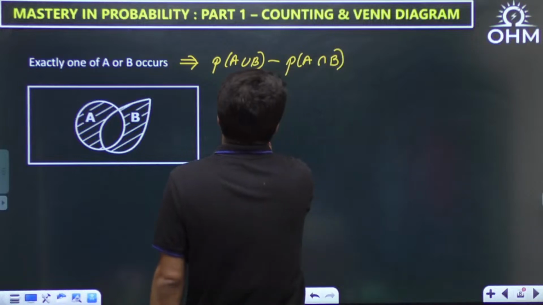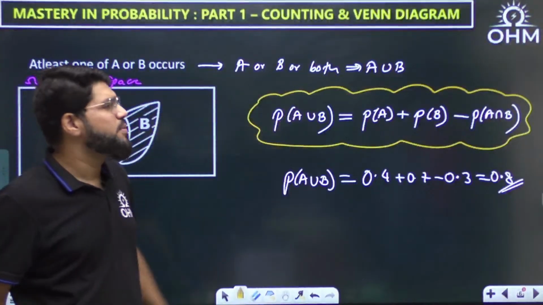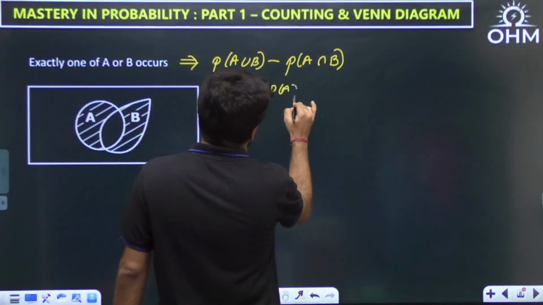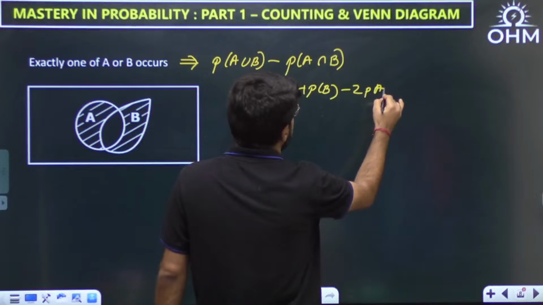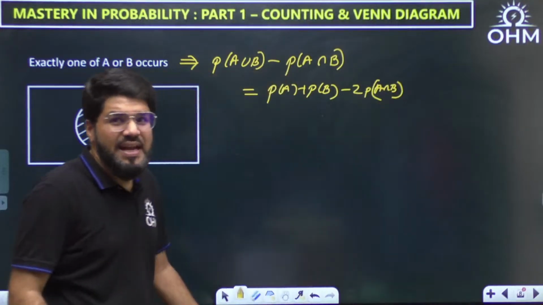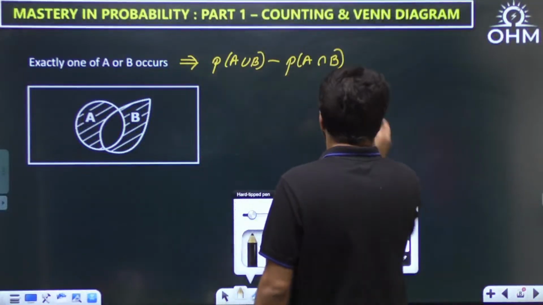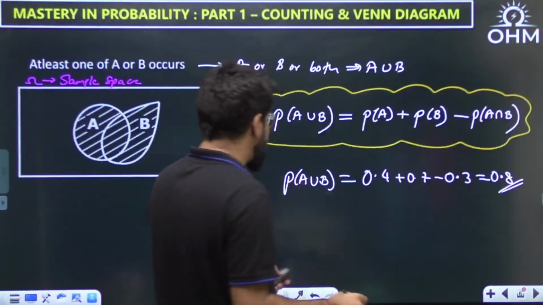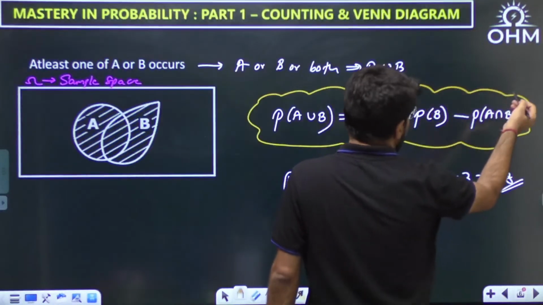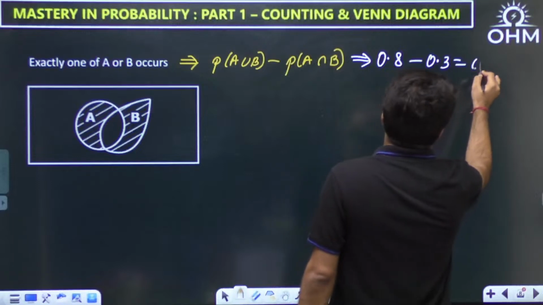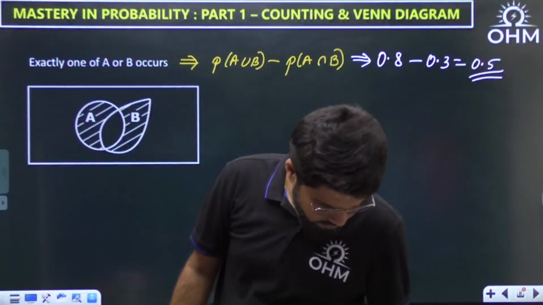This can also be written as: P of A union B is PA plus PB minus P of A intersection B. Then again minus P of A intersection B, so total 2 P of A intersection B. But again, I'm telling you, don't make it formula based. Just make it logic based, solve by Venn diagram. So what is my answer? P of A union B, first question answer is 0.8. Second question, intersection is given as 0.3, and hence the answer here is total 0.5.